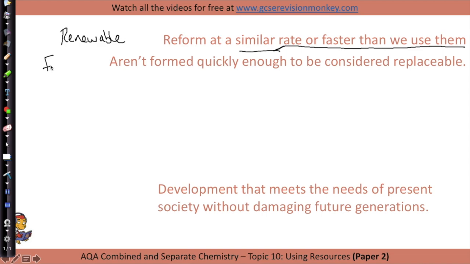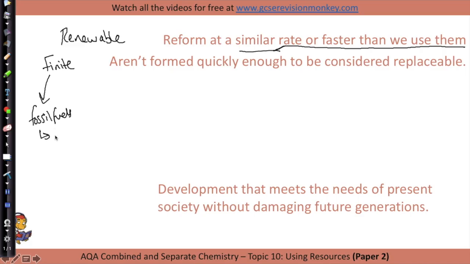However, finite resources are the ones that we need to take real care about because they aren't formed quickly enough to be considered replaceable. So these take so long to make that if we use them up, that's it. They can't be replaced within our lifetime. So the finite resources are things such as fossil fuels.